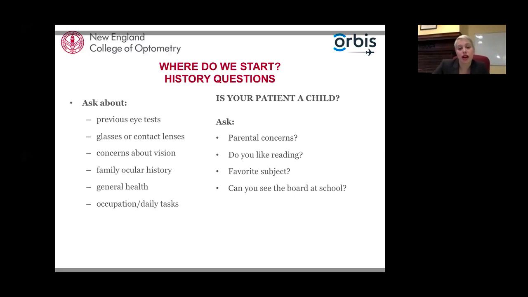If your patient's a child, you want to ask the parent what their concerns are, and ask the child, do they like reading? Do they need to use their finger when they're reading? Do the words move on the page at any time? Ask them what their favourite subject is. That might give you some idea about what's holding them back in school, and also helps you bond with the child. And can you see the board at school, whether that's a whiteboard or a blackboard, or in some cases an electronic board.